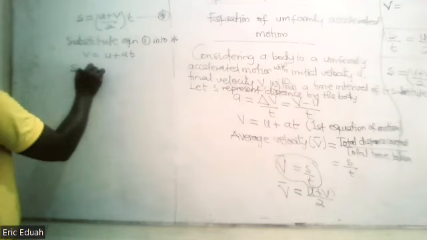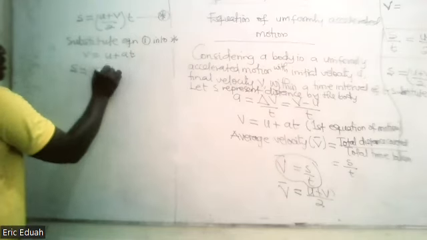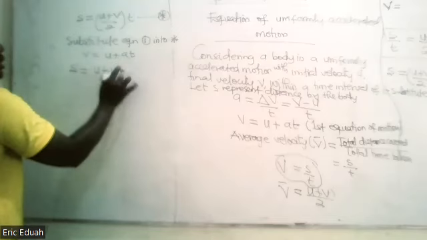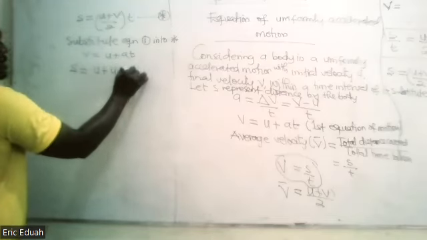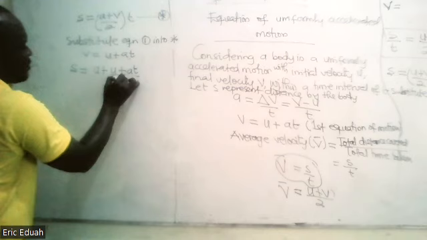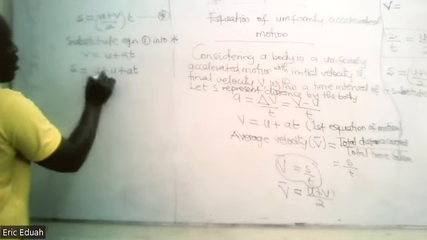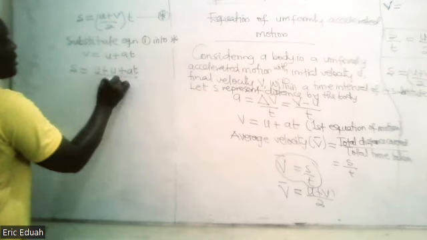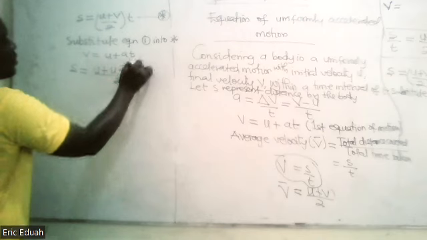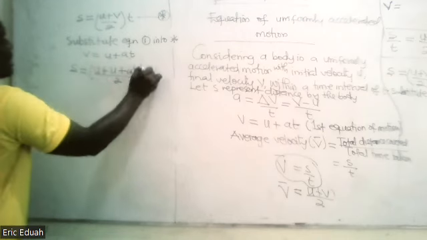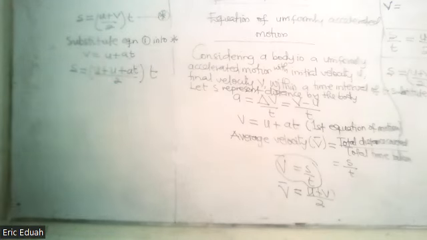So I have S is equal to U plus V, and V is U plus AT. Meaning this is equation 1, okay? All divided by 2, with a T outside. Are we fine?